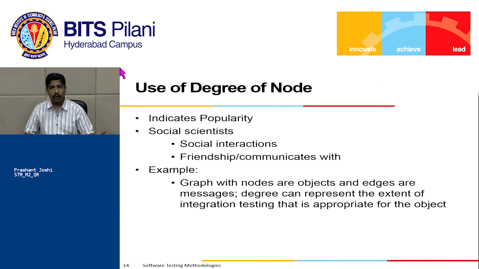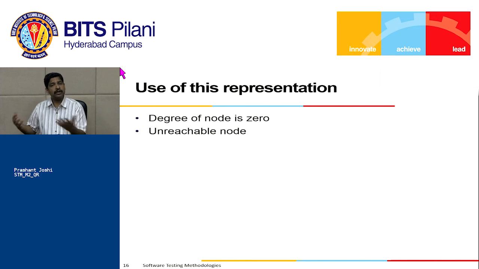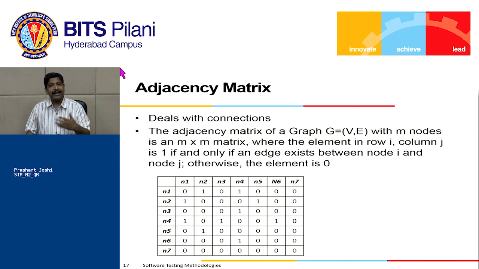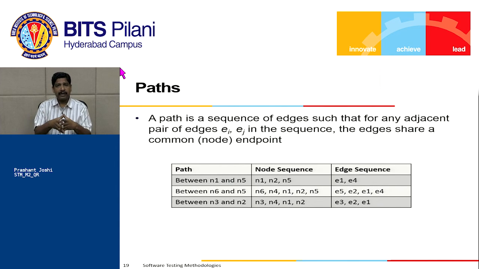Things like degree of node become the popularity index, my connectedness. Or the incidence matrix tells me if a certain node is unreachable because it's not connected at all. Or the adjacency matrix, which helps us in paths, the concept of a path. Which then brings us to a level where we could actually use a graph to represent a program.